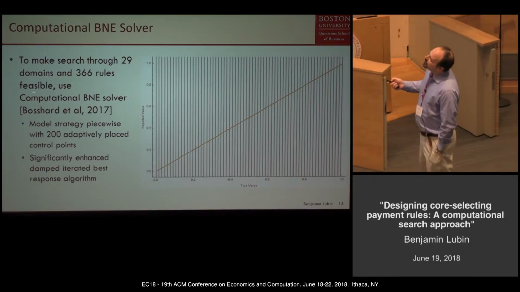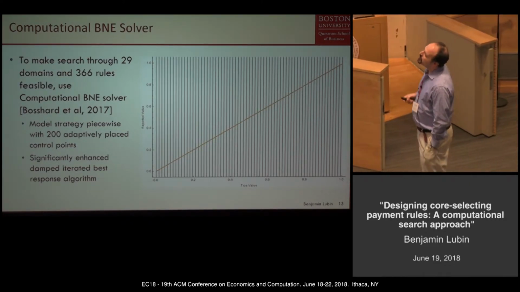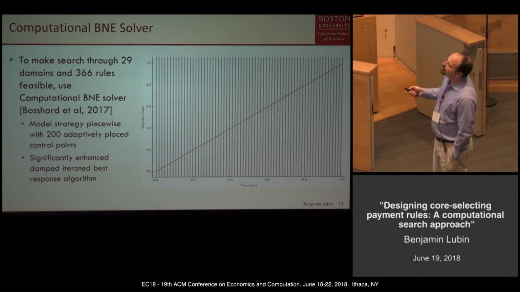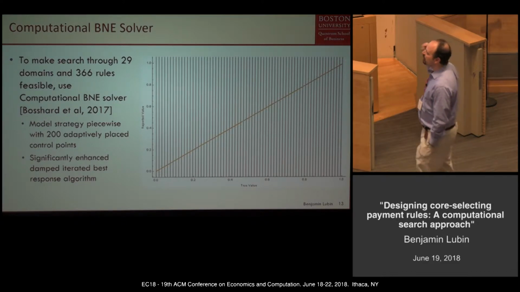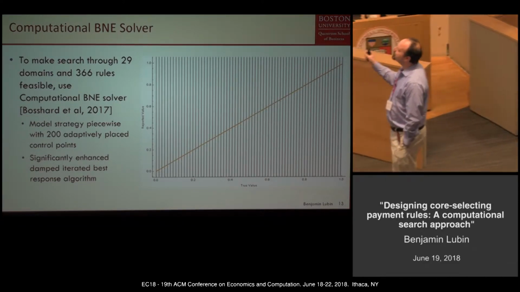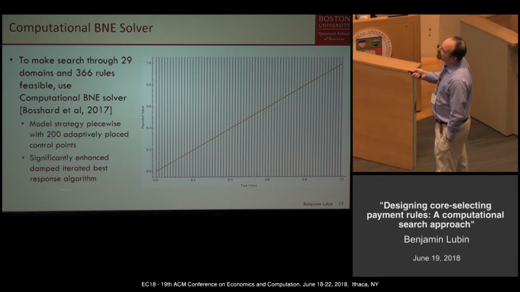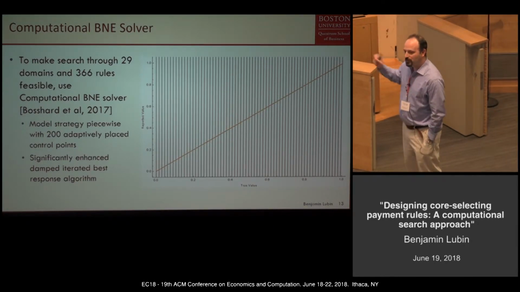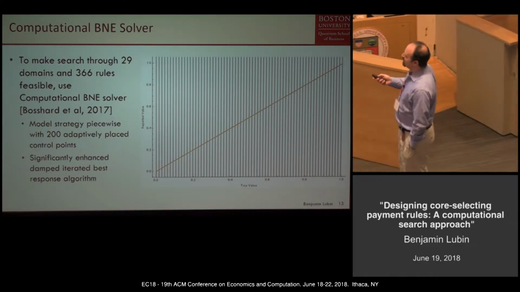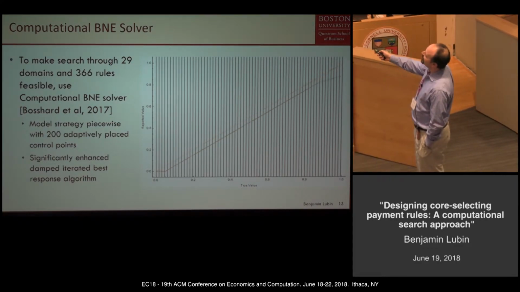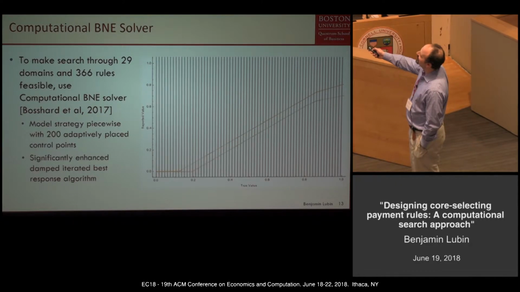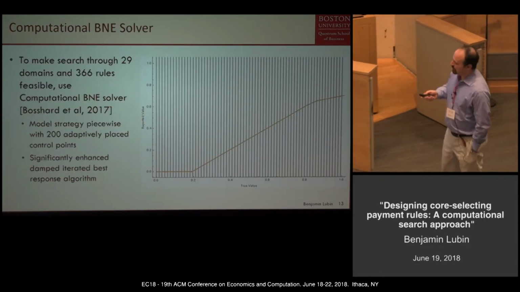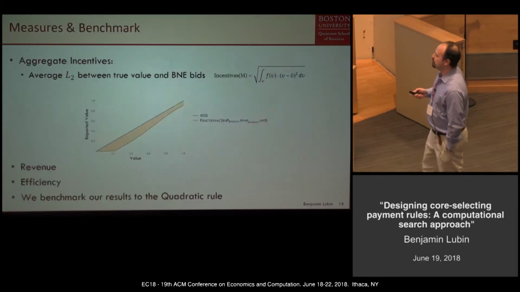To find the BNE, we're going to use a computational BNE solver from previous work. The basic idea of how this works is that we're going to model the strategy piecewise with 200 adaptively placed control points, and then run an enhanced damped iterative best response algorithm to figure out how to move around those control points in order to produce a strategy. This is this very, very sophisticated animation that shows how this works. Let's see. Okay, so you can see it moves around the strategy to find the right strategy.